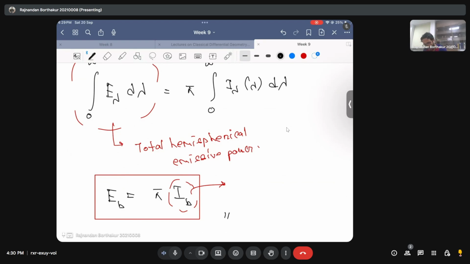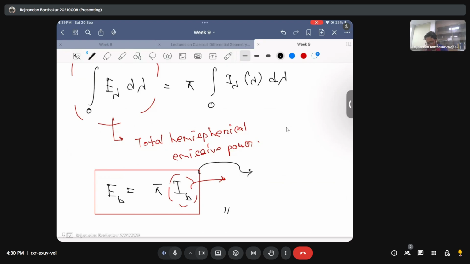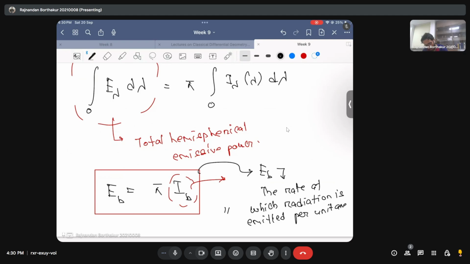So in a physical sense, what this E_B tries to signify is the rate at which radiation is emitted per unit area in all possible directions. And remember, this is true for a diffuse body.